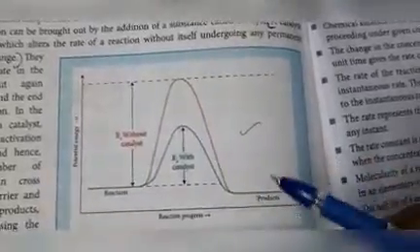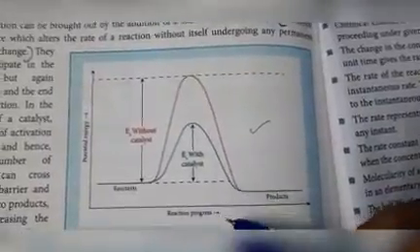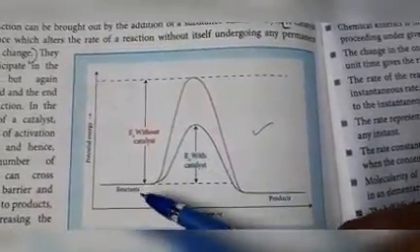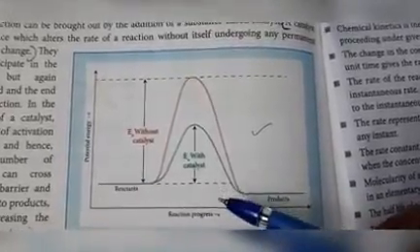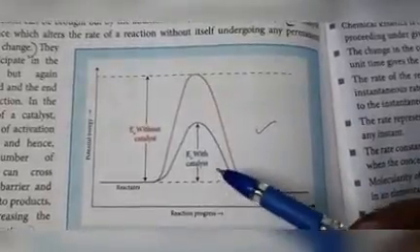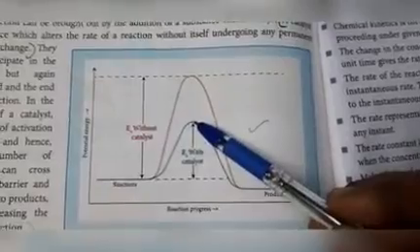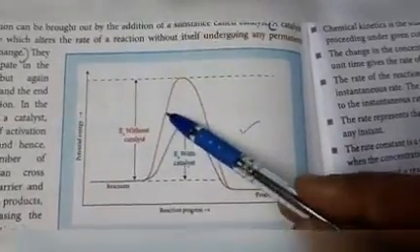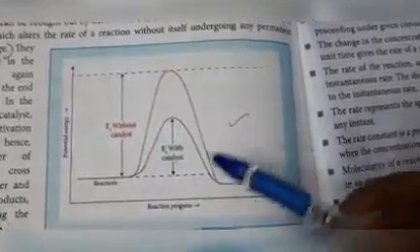But if you add a catalyst, the catalyst forms an intermediate with this reactant, and a new intermediate is formed with that catalyst, and that intermediate's energy level is this level only, which means more molecules can convert into product.